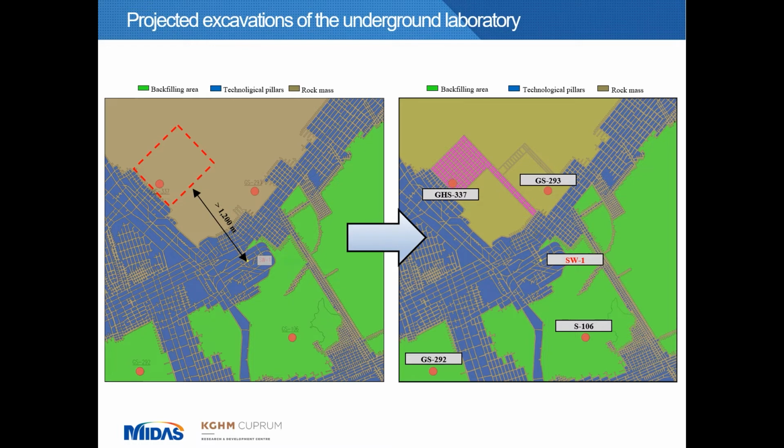Moving forward, the brown area represents the intact rock mass, so rock mass which has not been excavated yet. And finally, the underground laboratory project was marked with pink color. Generally, the length of the workings planned to be excavated for the construction of this laboratory is about 9 kilometers, so quite a big project.